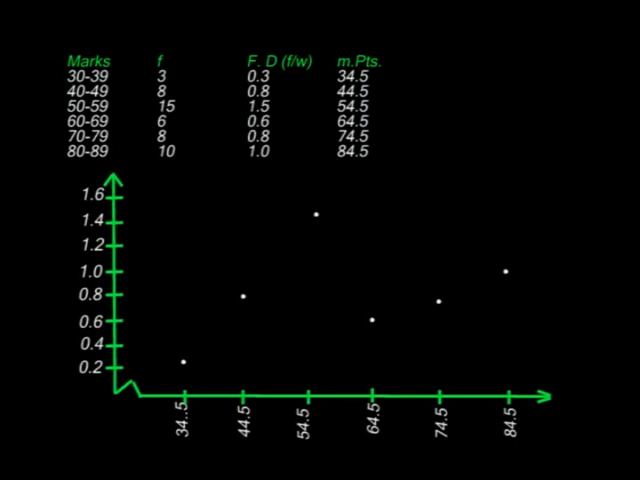Now all I need to do to complete my polygon is to join those points. There I have my frequency polygon. You can see I have plotted the frequency densities against the midpoints of the respective classes.